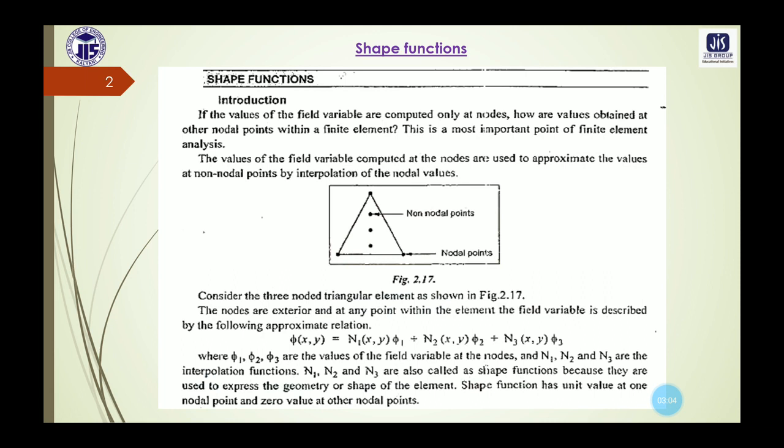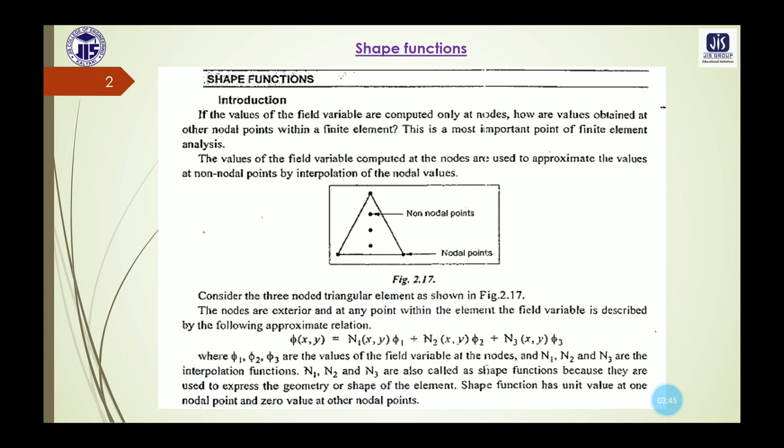Now at any point within the element the field variable is described by the following approximation relation: phi(x,y) equals N1(x,y) phi 1 plus N2(x,y) phi 2 plus N3(x,y) phi 3. Here phi 1, phi 2 and phi 3 are the values of the field variable at the nodes or nodal points, and N1, N2 and N3 are the interpolation functions.